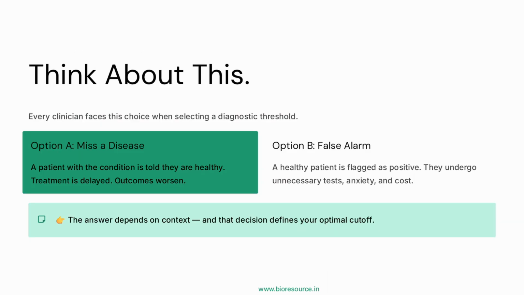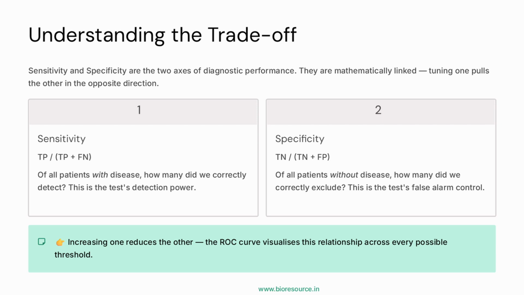A false negative means a missed diagnosis and delayed treatment. A false positive means unnecessary intervention, cost, and anxiety. Therefore, threshold optimization is not purely statistical. It is decision theoretic. To quantify this trade-off formally, we define two key metrics: sensitivity and specificity. Sensitivity is detection power, how many disease cases we can catch, and specificity is control, how well we avoid false alarms. Increasing one usually reduces the other.